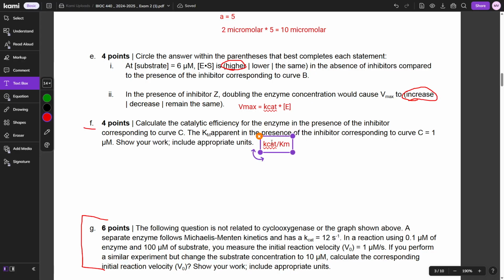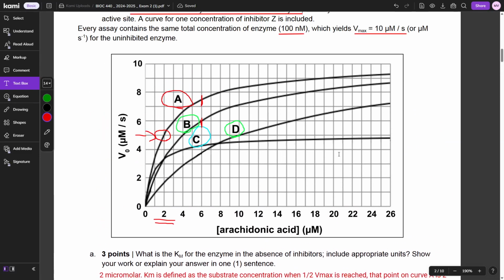So we're specifically looking at Kcat over Km for curve C, and curve C is the uncompetitive inhibitor. This is important because we have to make sure that we're doing the correct math. We have to solve for Kcat first, and Km is pretty much given here. You kind of have to do a little bit of inferring based off of this graph, but generally speaking, it shouldn't be that bad.